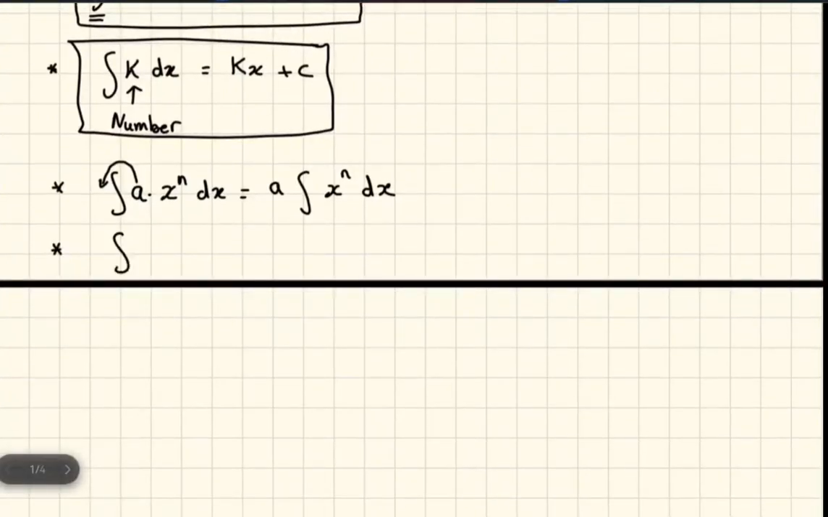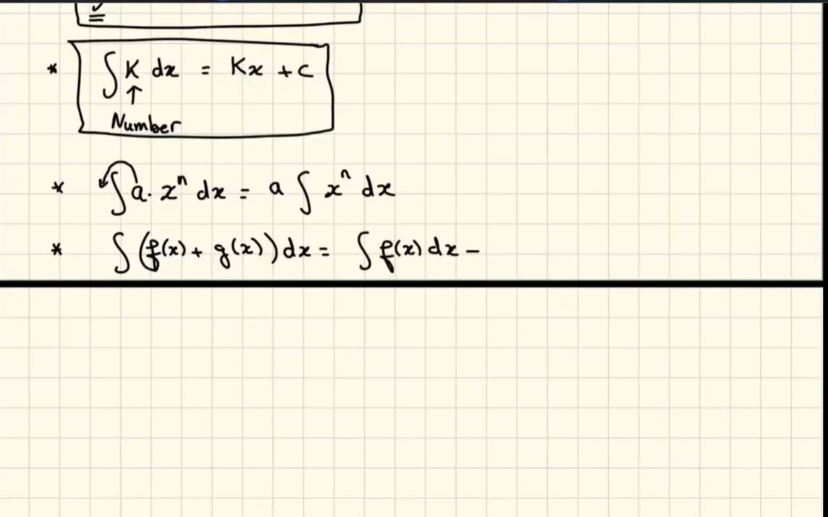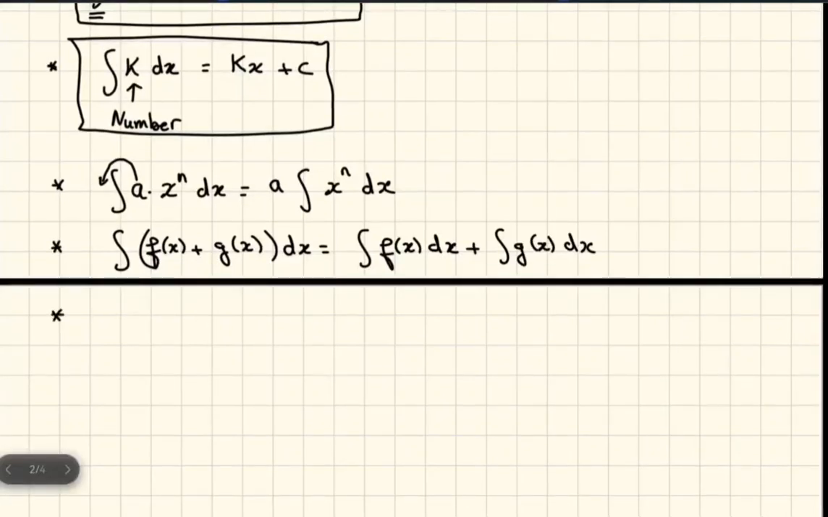Now if we have integral of a function f plus a function g dx, you are allowed to separate the integral. So integral of f of x dx plus integral of g of x dx. If you have subtraction, you do the same thing, but you subtract.